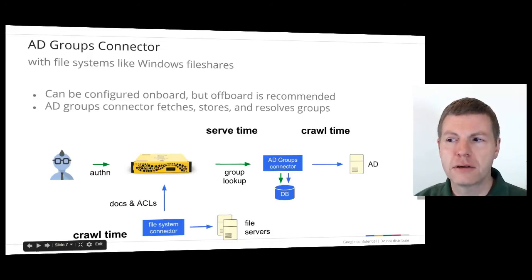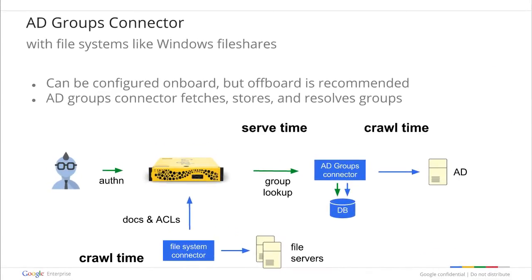Some connectors are available onboard the GSA or offboard, where you'll have to install them on a server. Which should you use? It depends on your situation. Authentication will likely be silent with Kerberos or NTLM. Each returns a username, but not groups. So you will need to configure an AD Groups connector to get groups from AD.